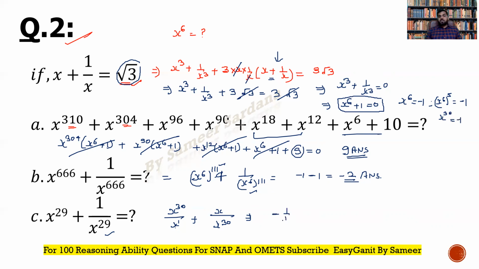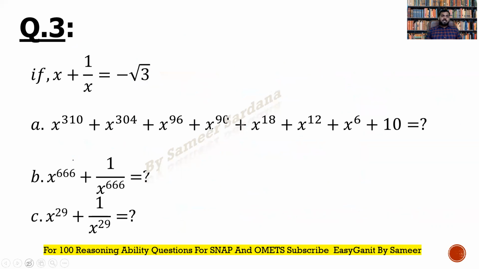Now, this is minus 1 upon x minus x, which is equal to minus 1 upon x plus x. Now, what is x plus 1 upon x? It is root 3. So this will be equal to minus root 3. That's the correct answer to the question, right? Now, let's move on to the next type.